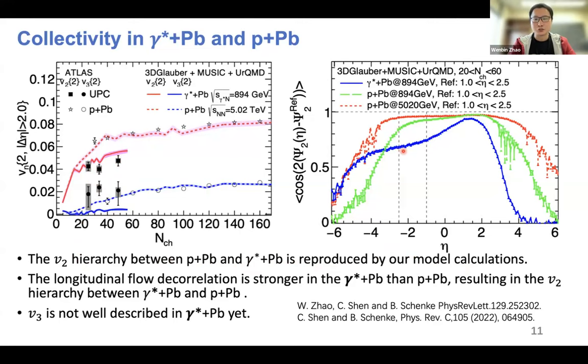For example, the right-hand side shows the longitudinal event plane decorrelations. Here, we take the reference angle between 1 and 2.5 and calculate the longitudinal event plane decorrelations at negative 2.5 and negative 1. You see that here, the red line is for p-Pb and the blue line is for gamma-Pb. You see that the longitudinal decorrelation in gamma-Pb is much stronger compared to proton-Pb. So it causes a smaller V2 and causes the V2 hierarchy between gamma-Pb and p-Pb. And if you look at the V3, our model still underestimates the V3 in gamma-Pb, which requires future study.